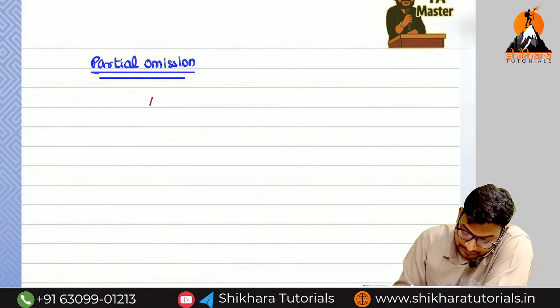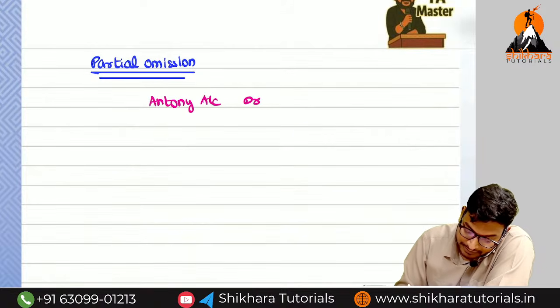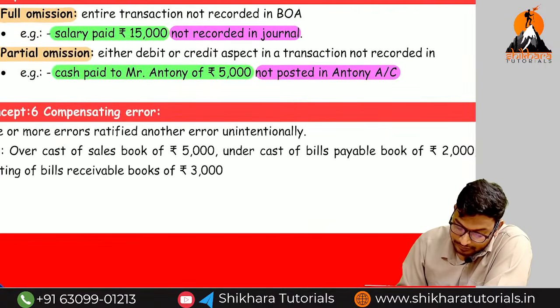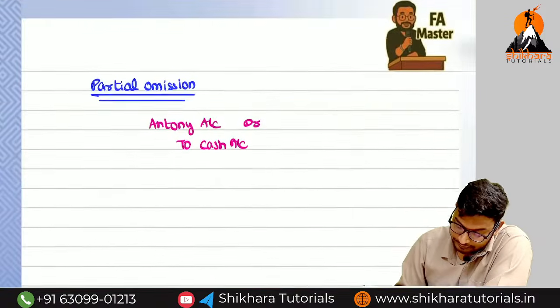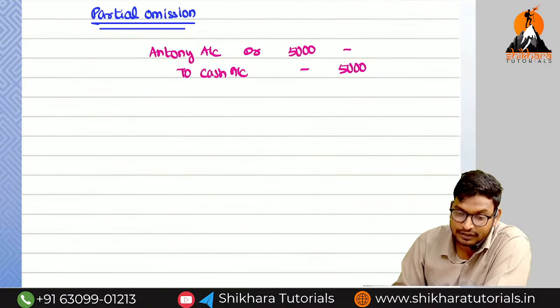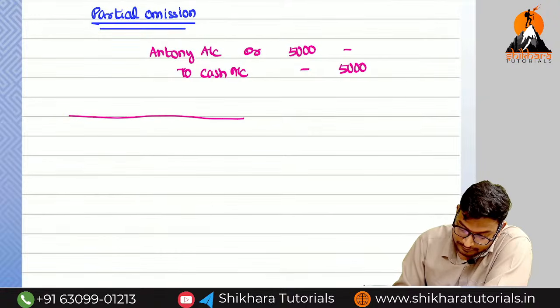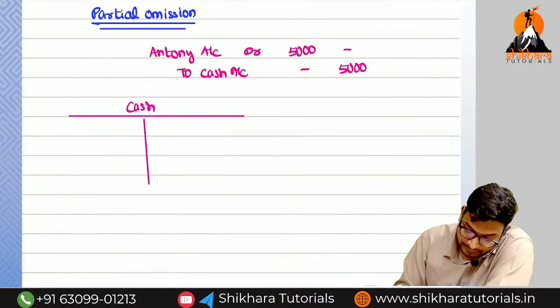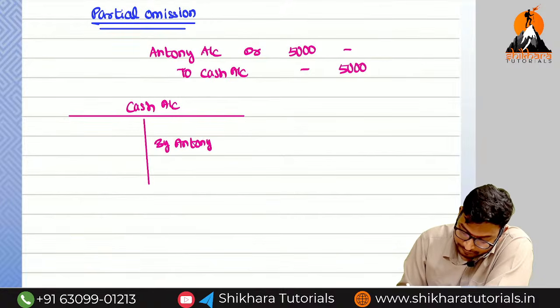Paid to Anthony means Anthony account debited to cash account. Whether they have given any amount, ma? 5,000. This is the entry already they have recorded, but while posting, in which one have they recorded? They have recorded in the cash book already. That means directly they will record in the cash itself. Which side, ma? By Anthony account. How much, ma? 5,000.